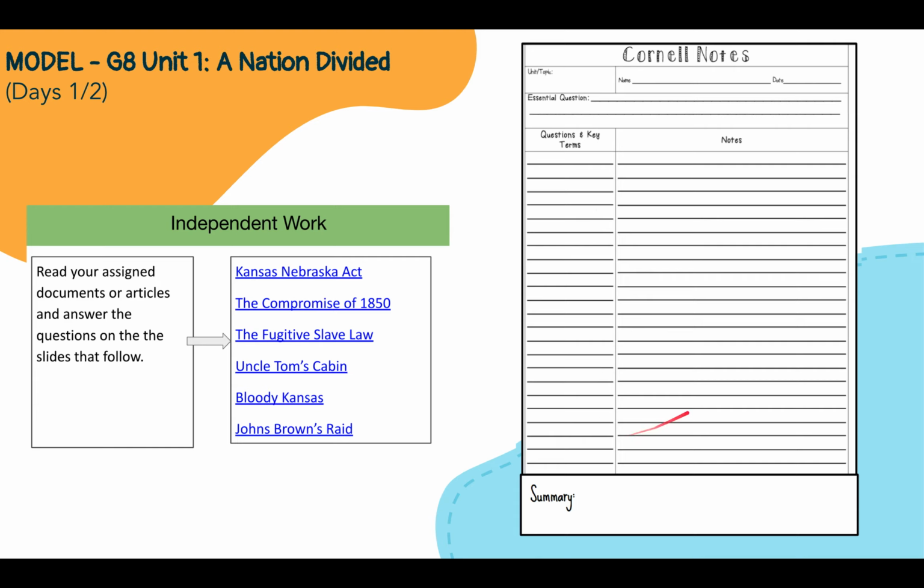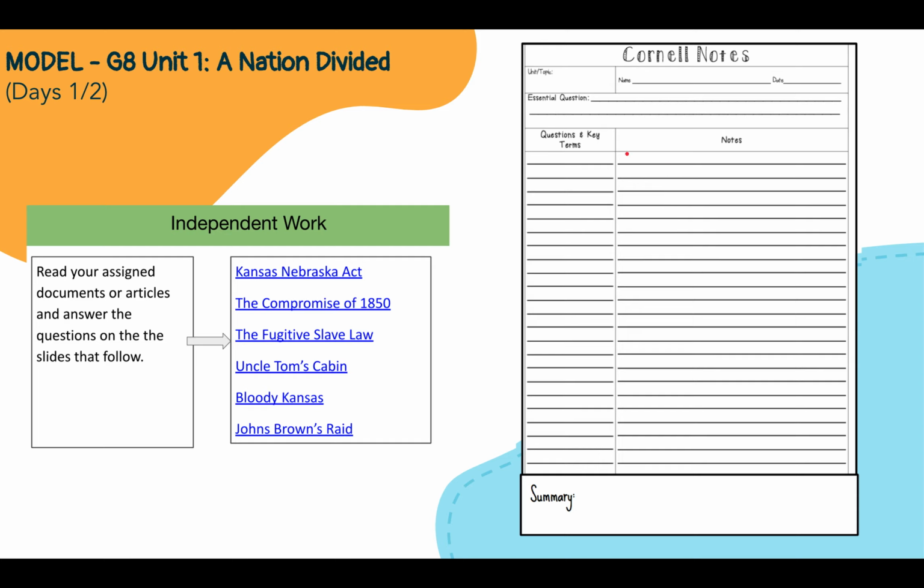Here, we can see that if you create your own Cornell Notes document, you can modify it to fit any need of your classroom. So for example, if you have students who are visual learners, who are artistic, and everybody likes to incorporate doodles in their notes, here on the questions and key terms section, you can also add an image or a doodle. And students will be able to draw something related to the topic that they're taking notes on.